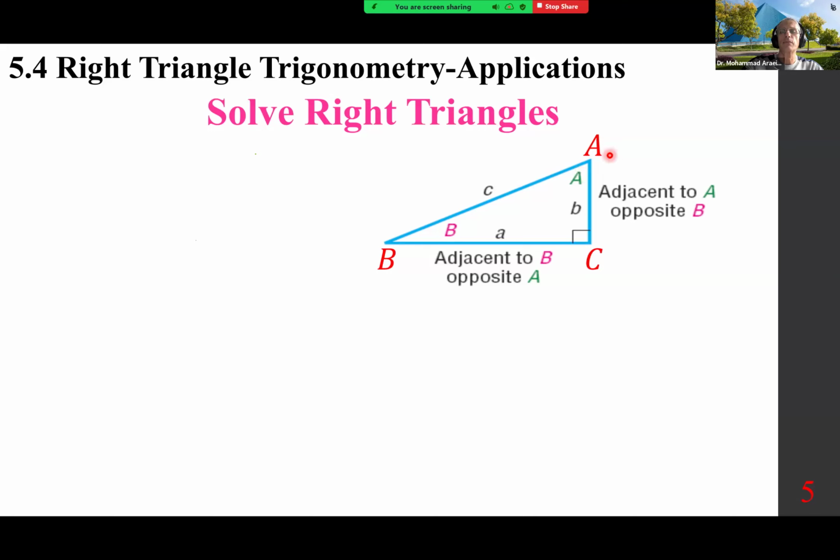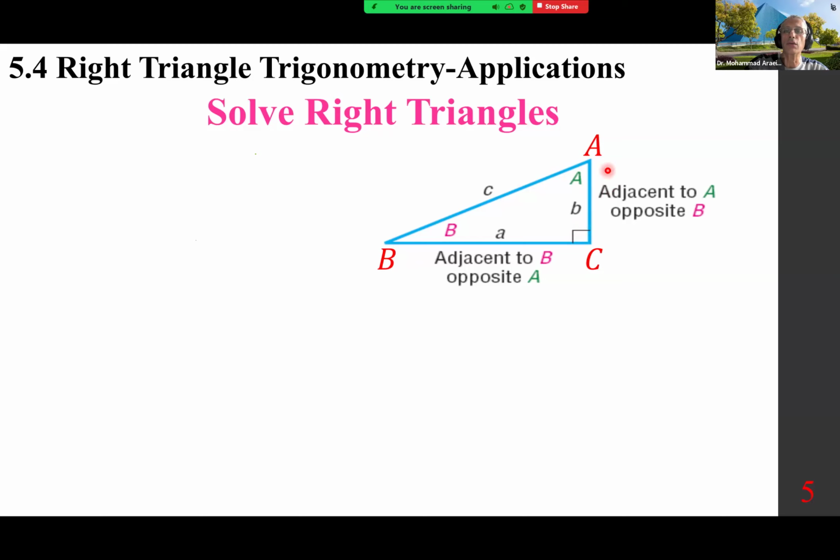So this is vertex A, vertex B, vertex C. Across from vertex A is side a, lowercase. Across from vertex B, capital B, is lowercase b, side b. And across from vertex C is lowercase c, side c. These two are the legs, and this is the hypotenuse, the largest side. The larger the angle, the larger the side opposite that. As you know, according to the Pythagorean theorem, a squared plus b squared equals c squared.